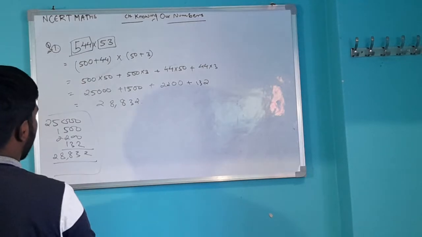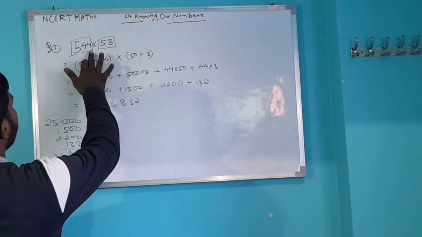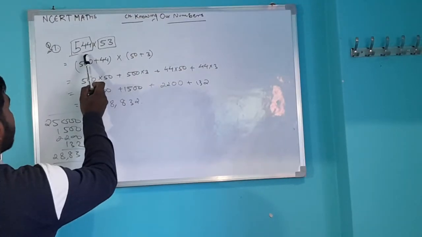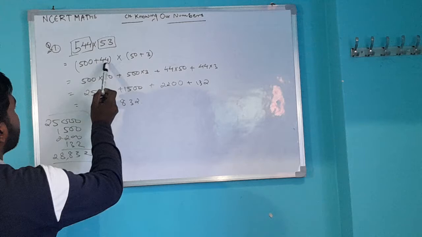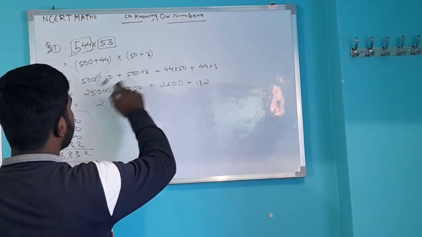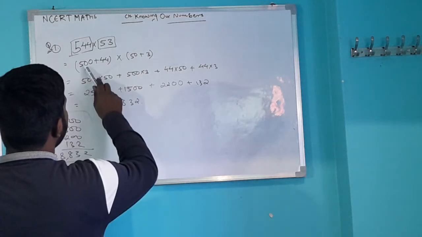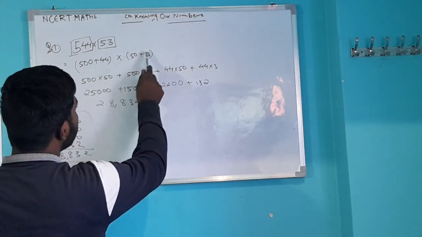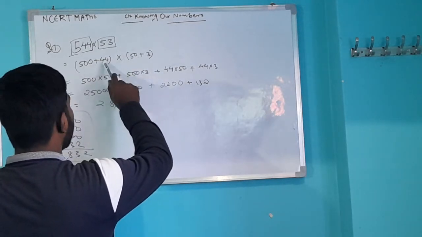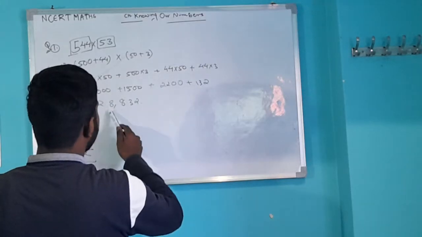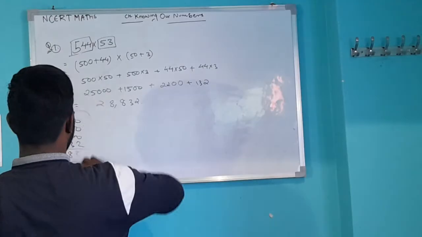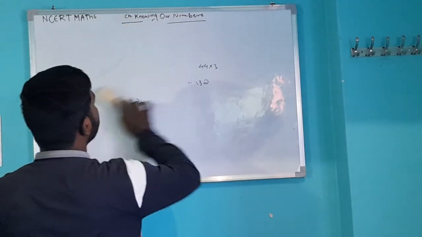This is a rough work that we have, 544 into 53. Firstly, we expand our first form, which is 500 plus 44. Then we expand our second form, which is 53 as 50 plus 3. Firstly, we always multiply the first part to the first one, then first part to the second one. Here's this form. And for 44, we first apply to the first part, then to the second part, to which we get 28,832. I hope you understand this also very easily.